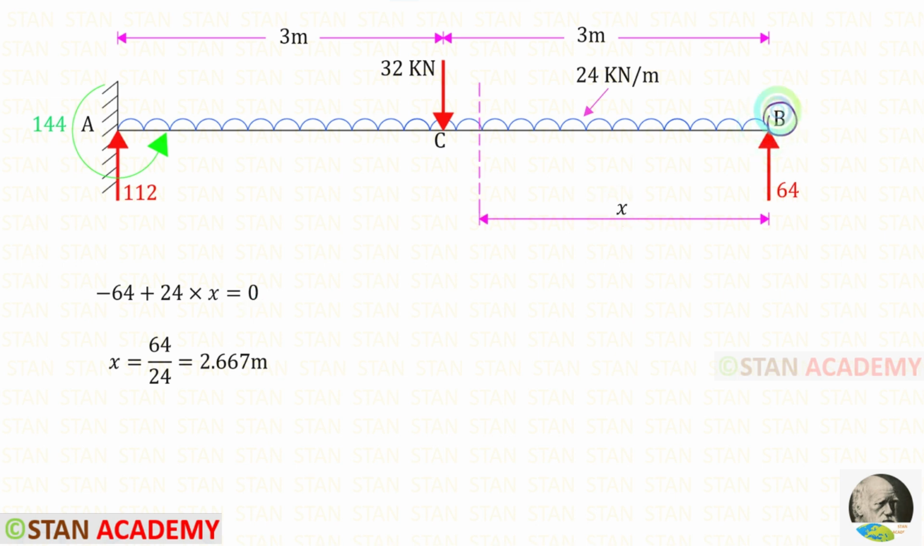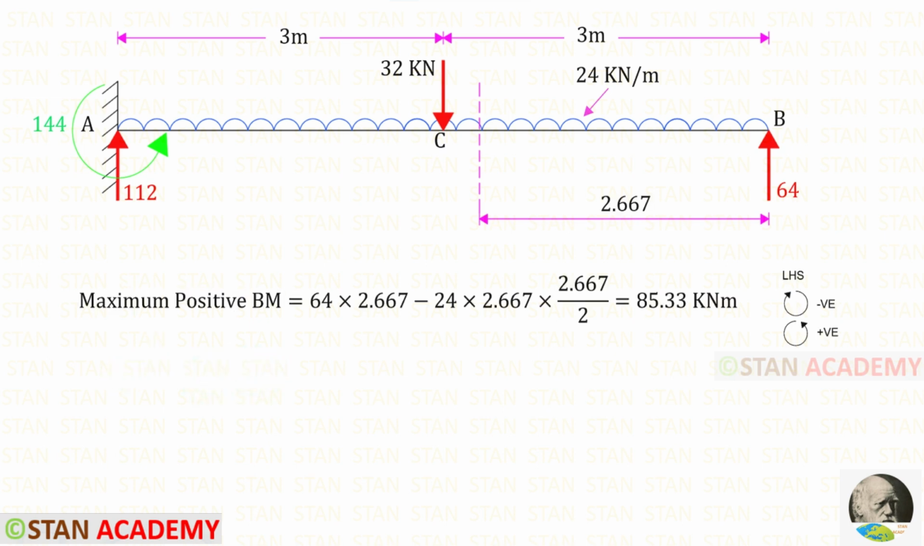From the point B, we can find the shear force. In this case, we have to follow the left hand side rule. Upwards will be negative and downwards will be positive. RB is acting upwards, so it will be negative. The uniformly distributed load acts downwards, so it will be positive and the distance is x. Finally, for x, we will get 2.667 meter.